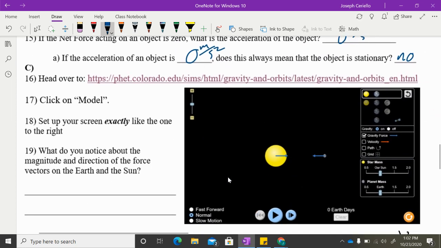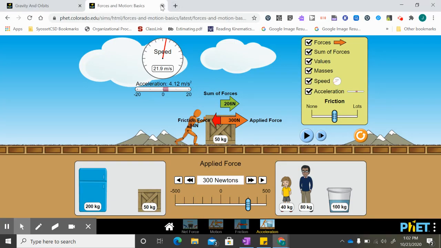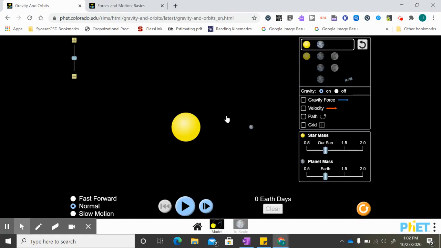Now to explore Newton's third law, we are looking at this simulation here. Make sure you click on the model one and set it up exactly as I have mine. So let's put this away. We're going to click on model, and I think the only thing that's set up is the force of gravity. Now if I click on the simulation, you'll see how things move around.